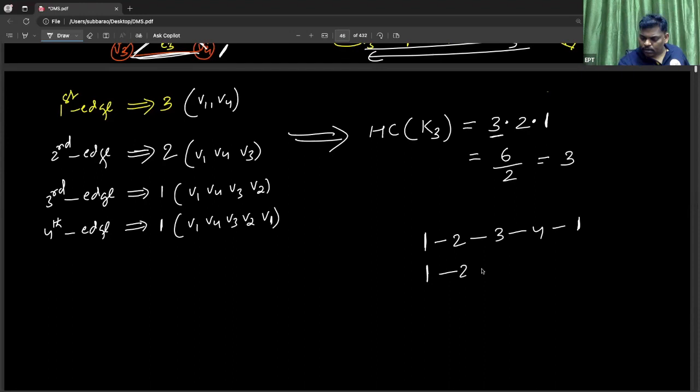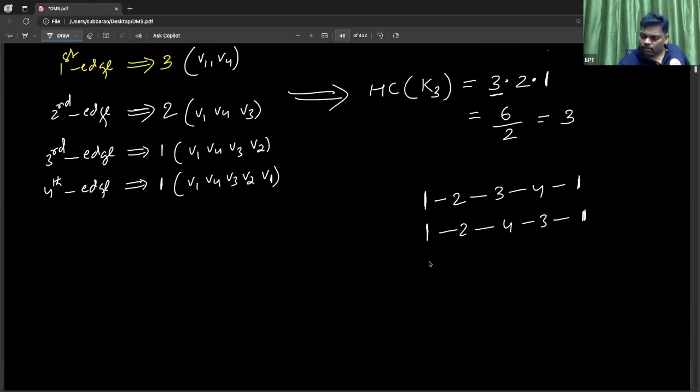Now see one more. 1, 2, then 3, 4. 3, 4 can be written as 4, 3, followed by 1. Remember, I swapped the last 2 people. In a similar way, I can swap the first person also, right? So let's see this one.